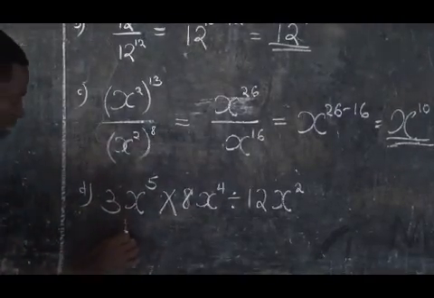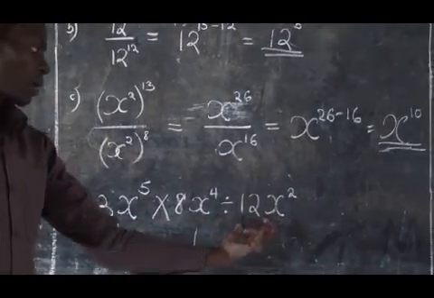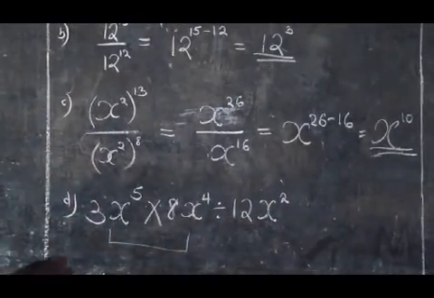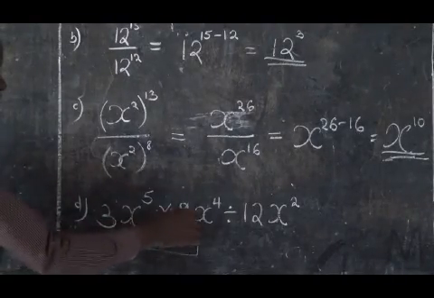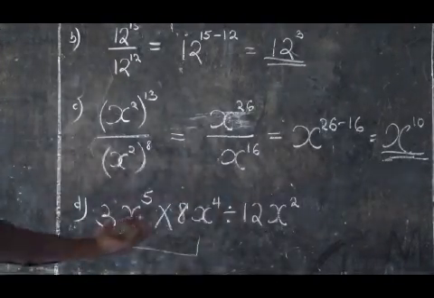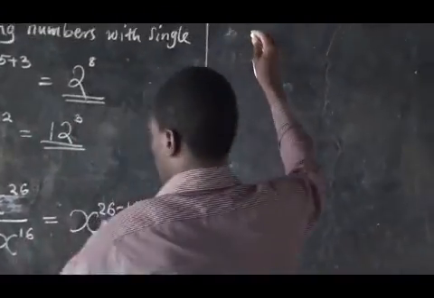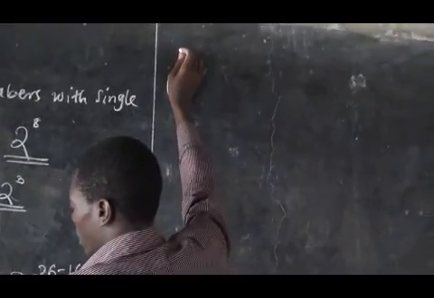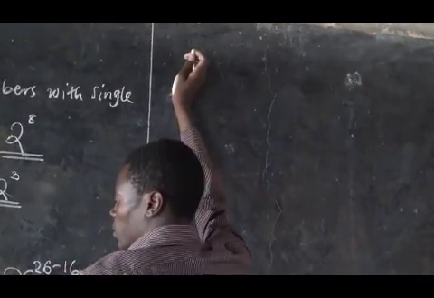Now we can first work on these two, then we bring in the third one. Now what are we going to do with these two? We know that this is 3x^5 times 8x^4. Now we are going to show it here. But we're going to first work on this, which is 3x^5.